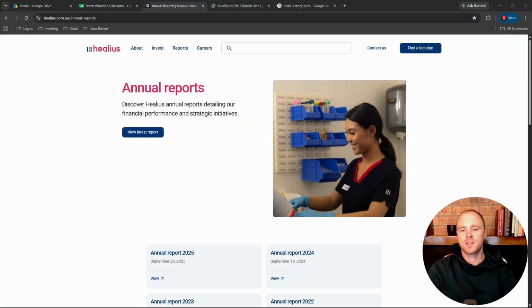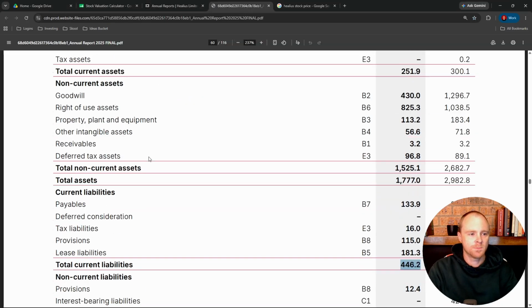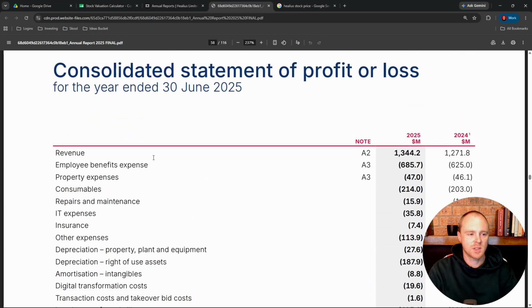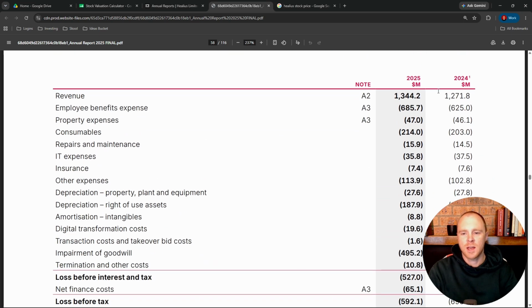Now let's analyze a business that appears to be an amazing value purchase at the time, but is actually a value trap. So let's have a look at this company. Healius is an Australian company that looks after pathology, testing and things like that. I've already cracked open the annual report. We're going to have a look at the income statement, and we can see that from 2024 to 2025, revenue has gone from 1.2 billion to 1.34 billion. So some good growth there and fairly steady.